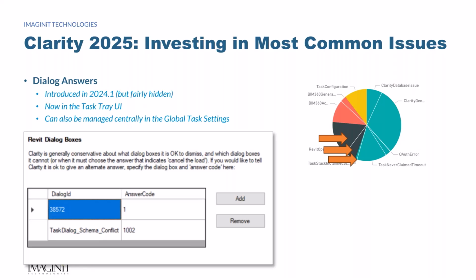So this works similarly. It's now in the task tray, and you can set it up so that Clarity will not get hung up by these things, or it won't cancel a task if it encounters this kind of thing.